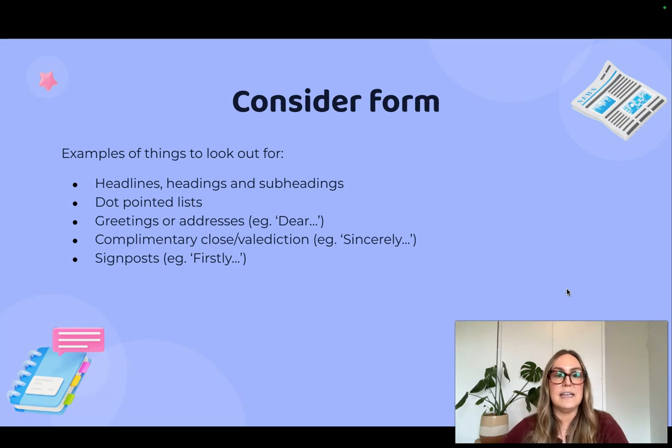Look for things like headlines and headings. I am always blown away by the number of students who, in a high pressure situation, forget to analyse the headline of an article. Dot pointed lists, greetings or addresses. You might have some signposts. And over the years, each of the examiner's reports touches on how you might go about analysing these features.